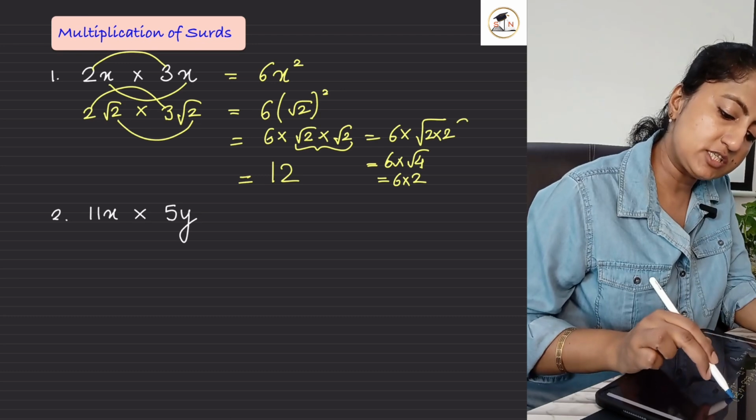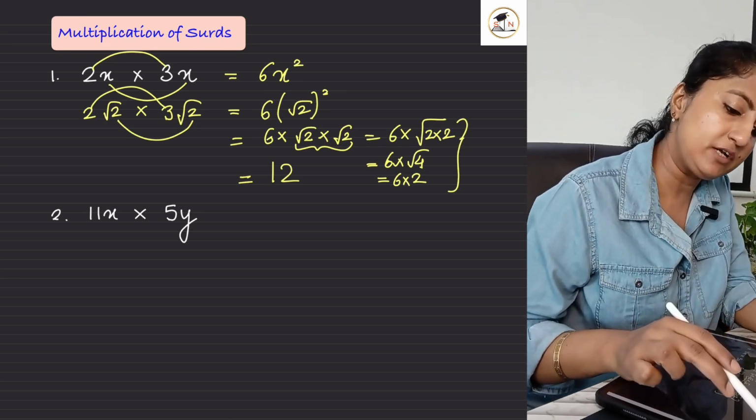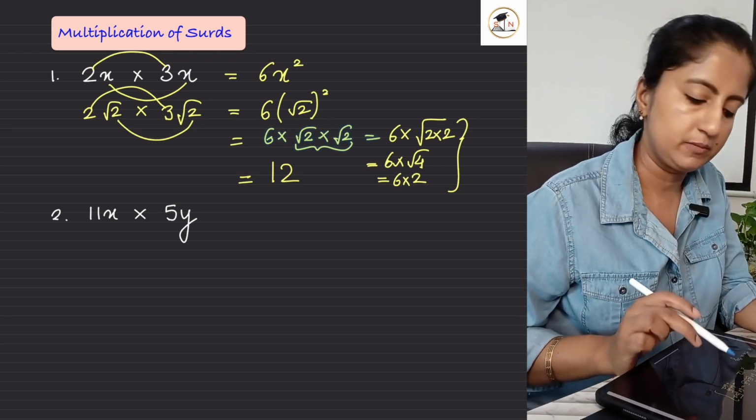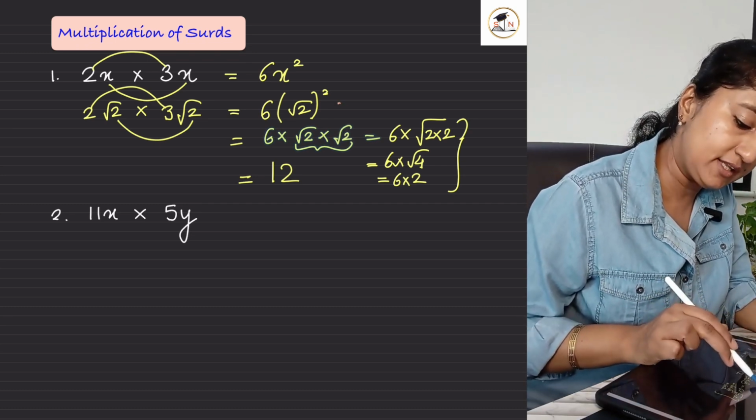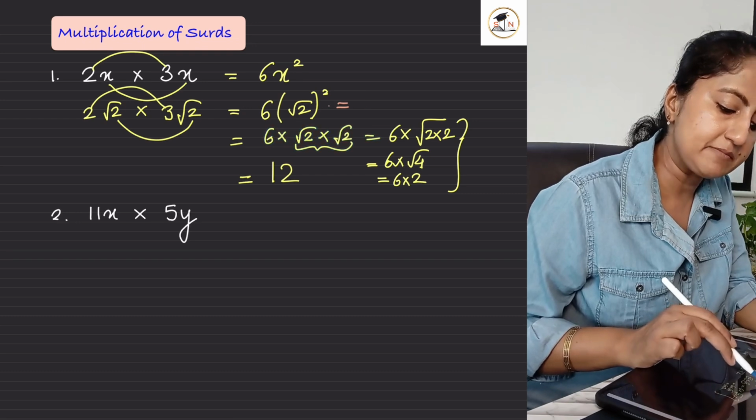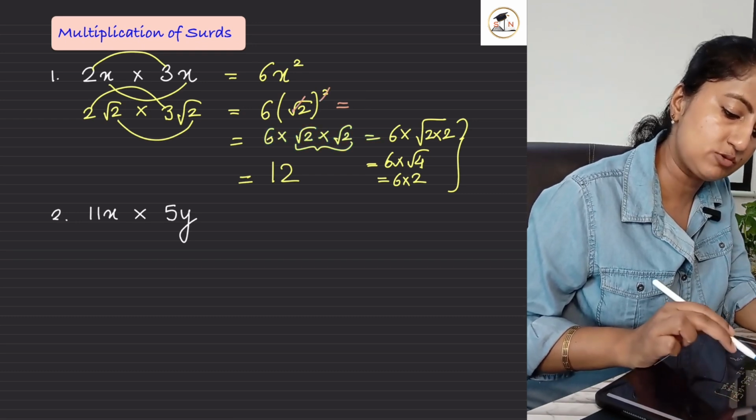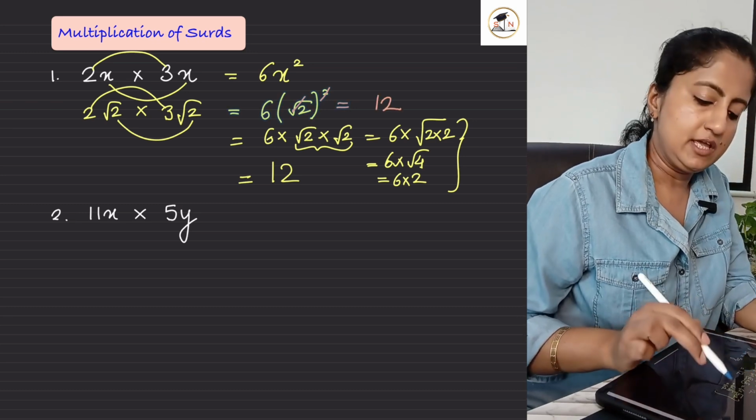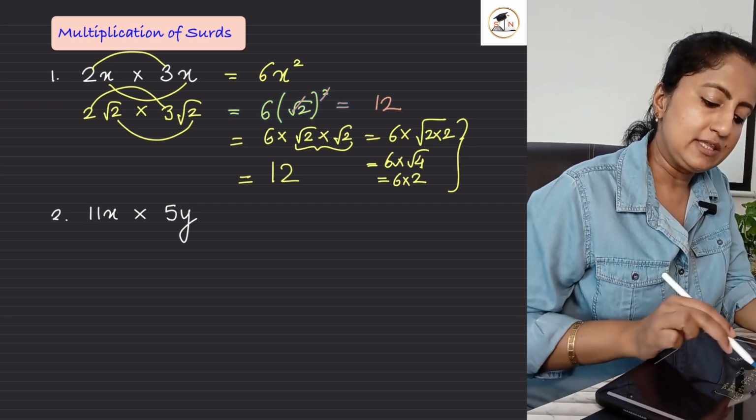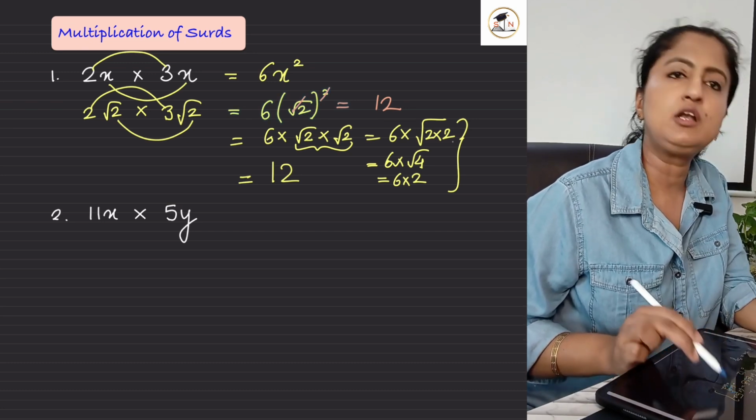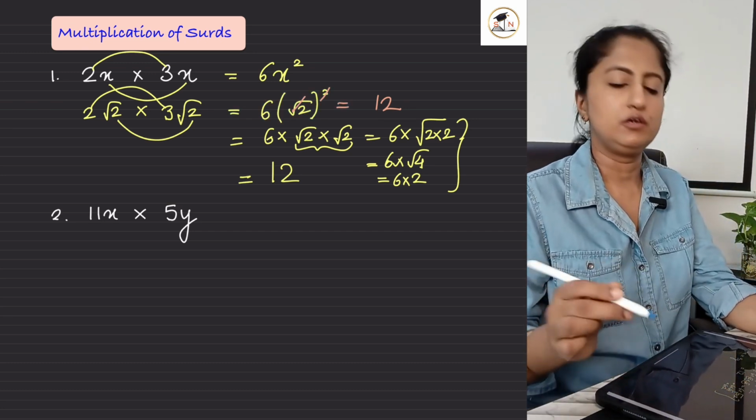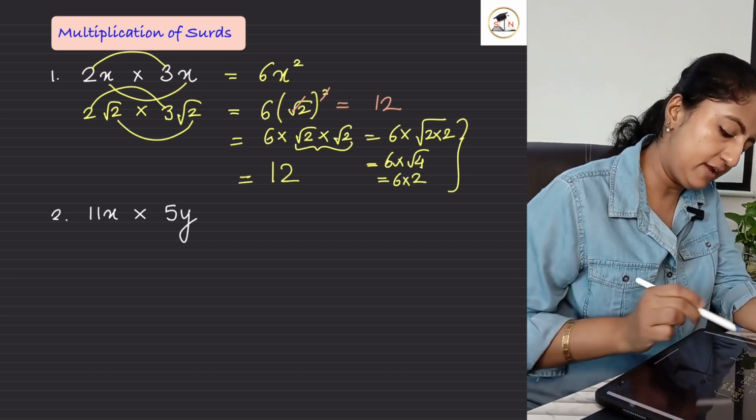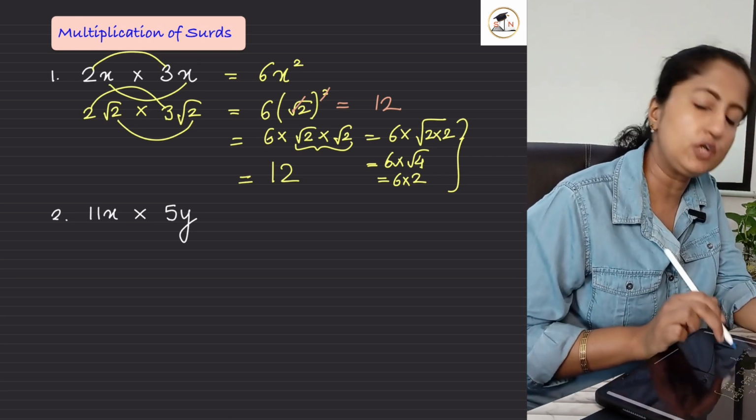However, this is just to explain to you, but I will recommend always do not get into these steps when you are squaring a particular root. What you can do is just write the answer directly, 6 times 2, because root and square get cancelled and you get 6 into 2, which is 12. So always try to use this short method instead of getting into the longer steps when you are squaring a root. Okay. Now, the next example underneath is 11x into 5y.